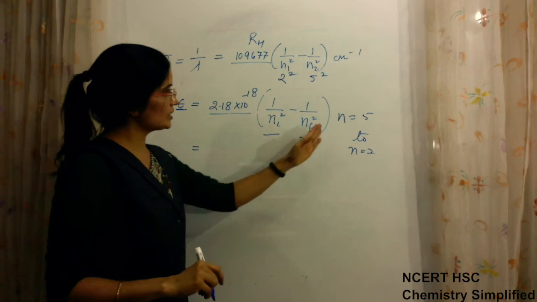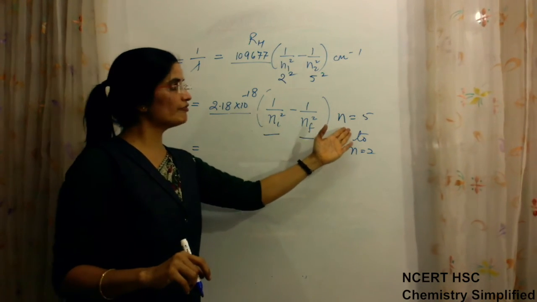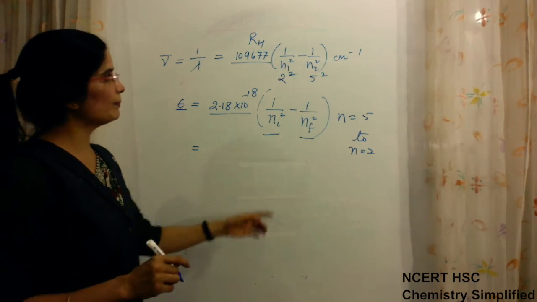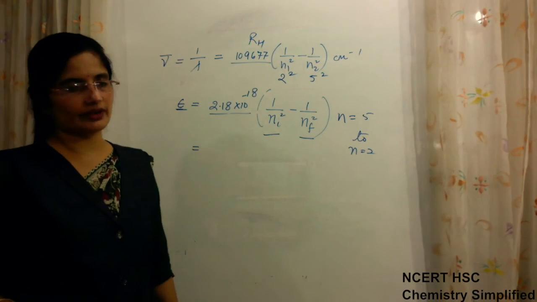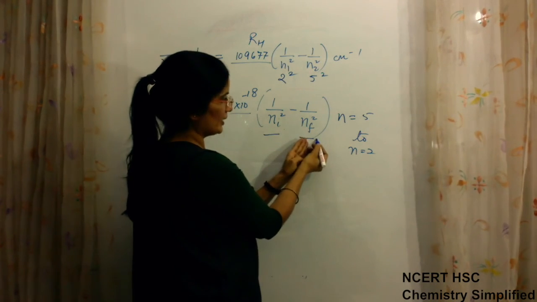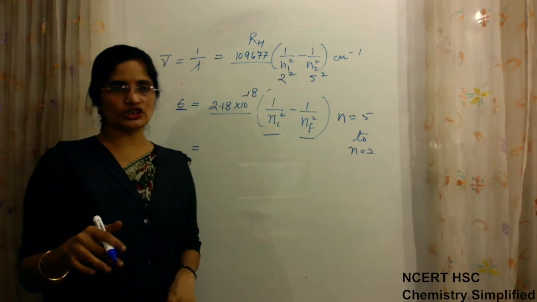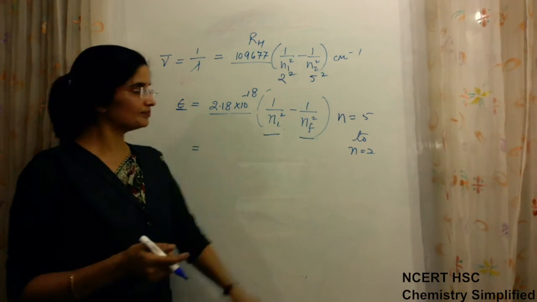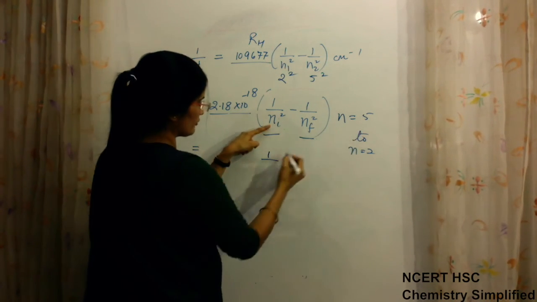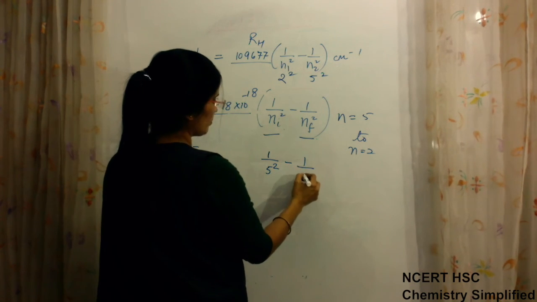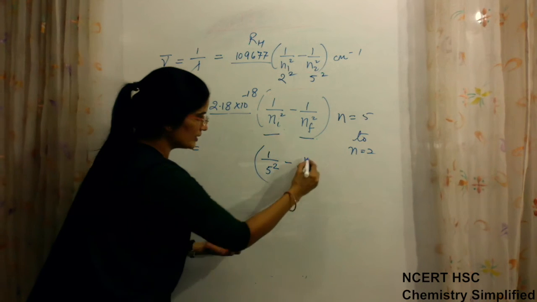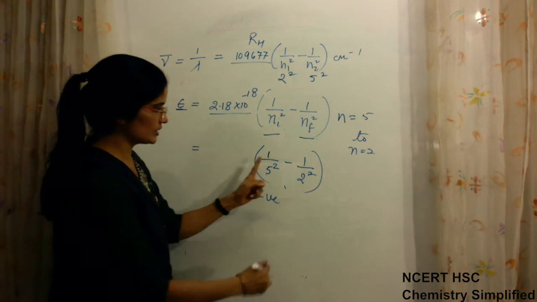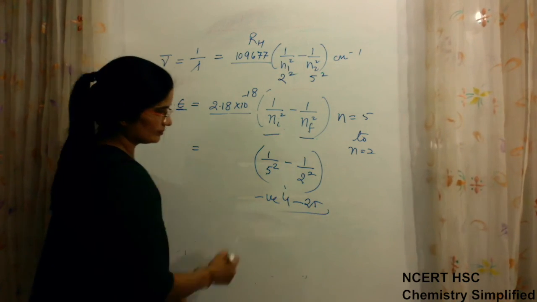But if I am using this and the question is that the electron is jumping from n5 to n2, then what will be the value of energy? If I put N1 and N2, I will not get the sign. But if I put n initial and n final, the electron was initially in 5 and from 5 it has jumped to 2. So I will put initial as 5: 1 by 5 square minus 1 by 2 square. On solving this I will get a negative sign, because it will come as 4 minus 25.